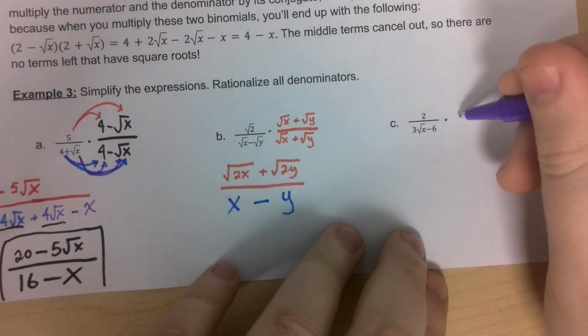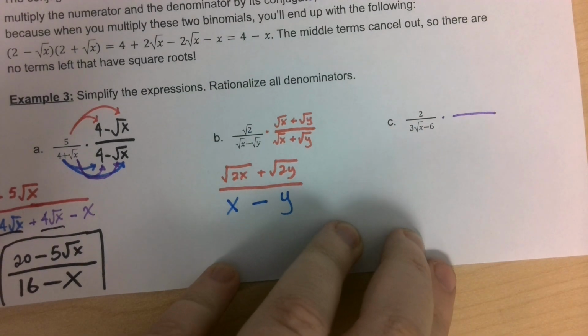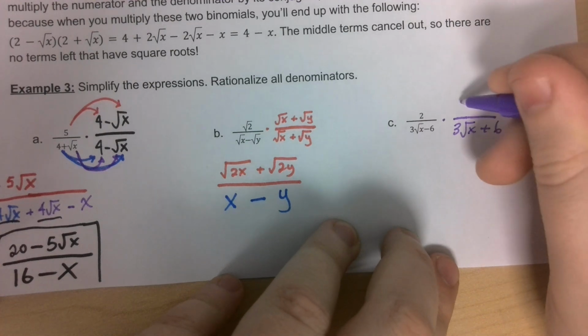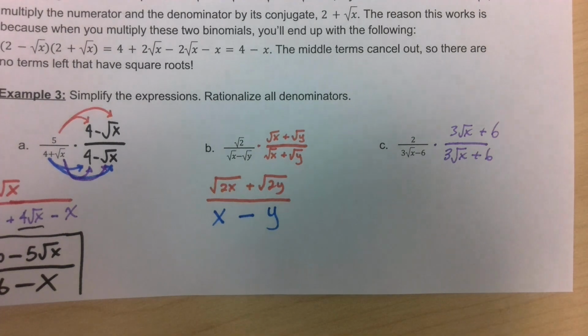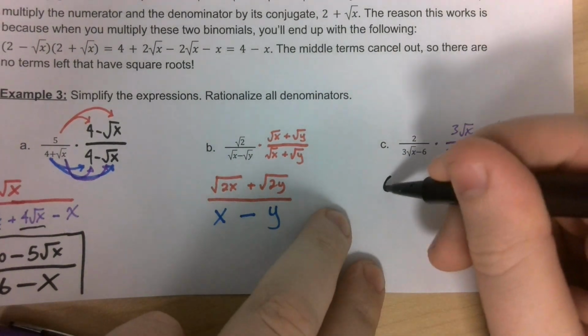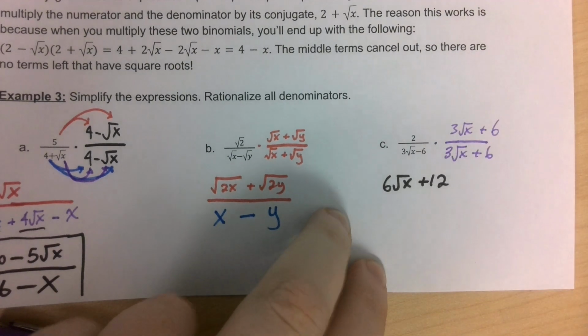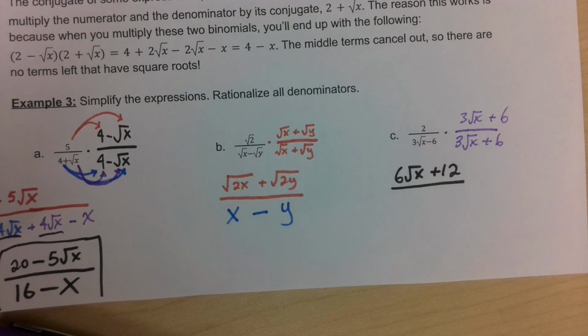Finally, what's the conjugate of this denominator? We have 3 root x minus 6. The conjugate is 3 root x plus 6. So from here, when we multiply this out, 2 times 3 root x is 6 root x. 2 times 6 is 12. That's our numerator. Let's use our shortcut.